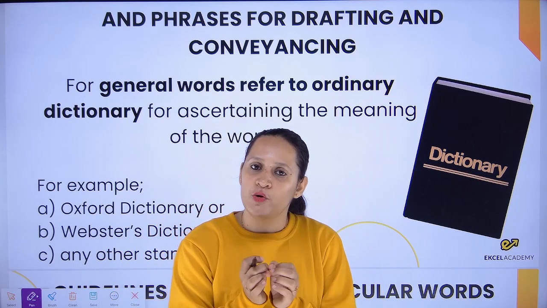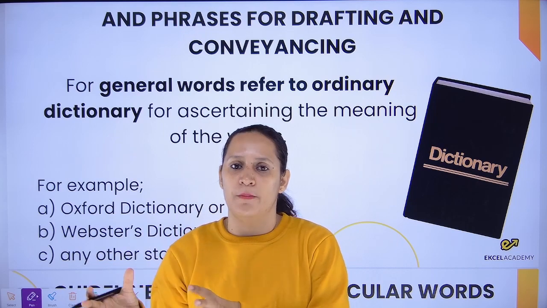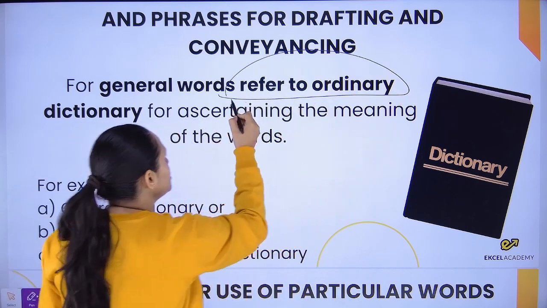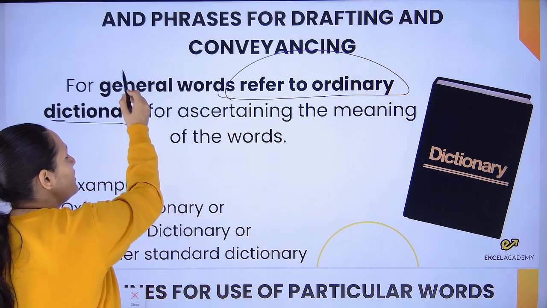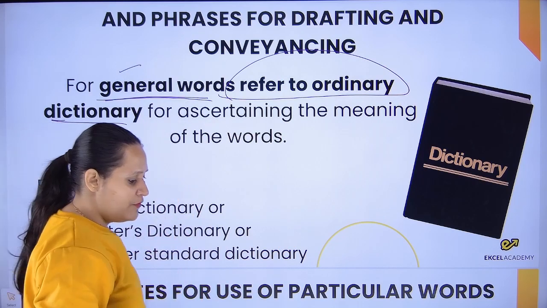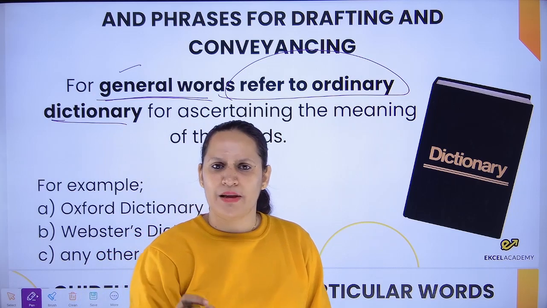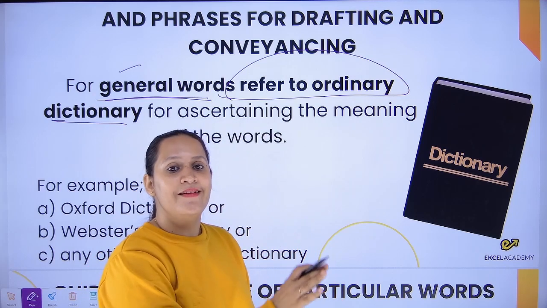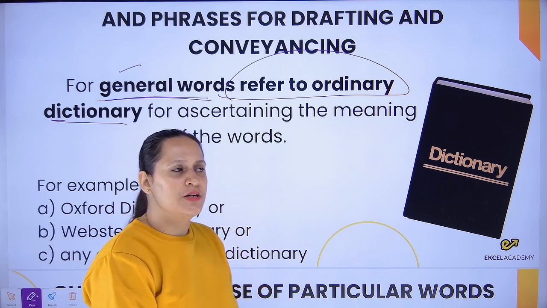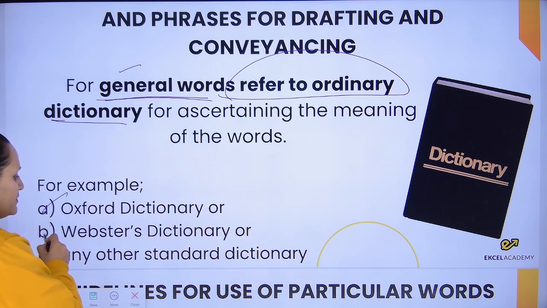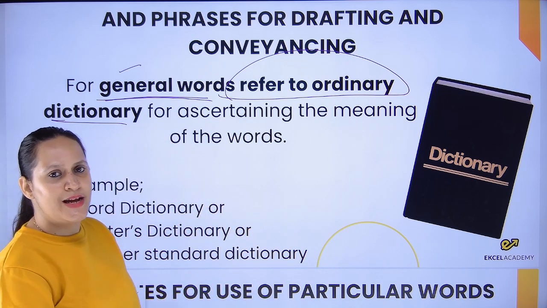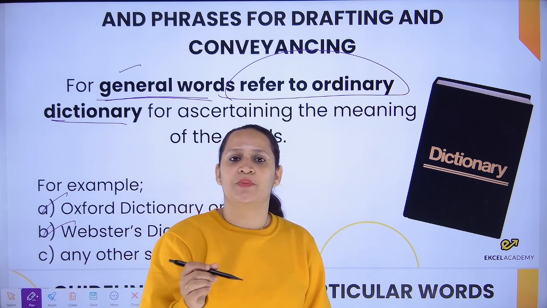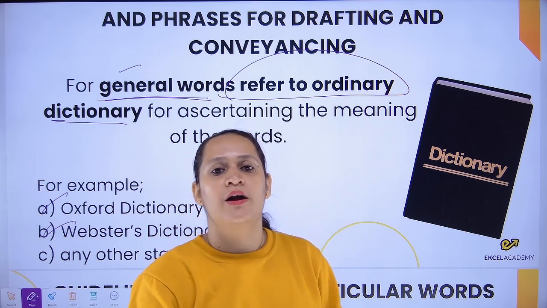If you have a confusion with respect to the meaning of a particular terminology or a word, what you should do is actually go and refer to the dictionary. If it is a general English word, and you have an ambiguity in understanding its meaning, go and refer to a general dictionary like Oxford, Webster, any standard English dictionary. You can refer, understand the meaning, and then decide whether you want to include that particular word in your document or not.